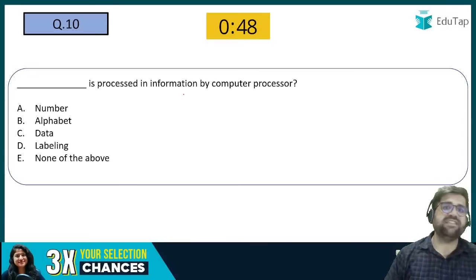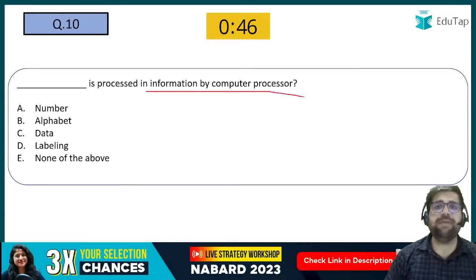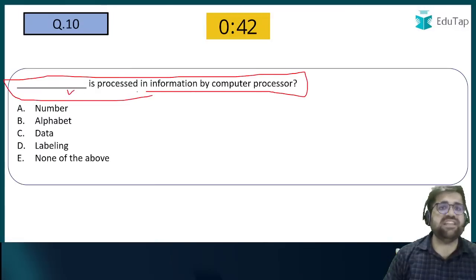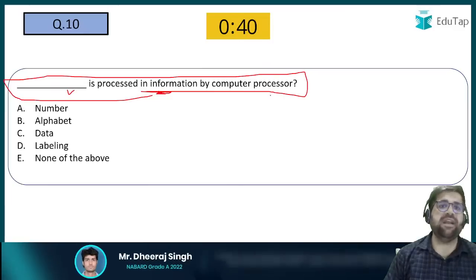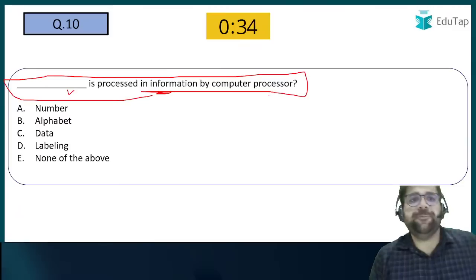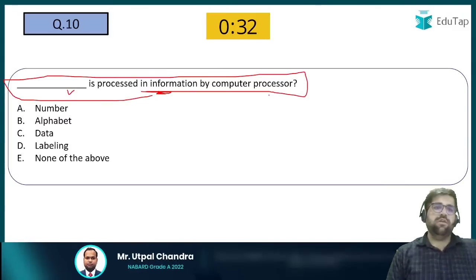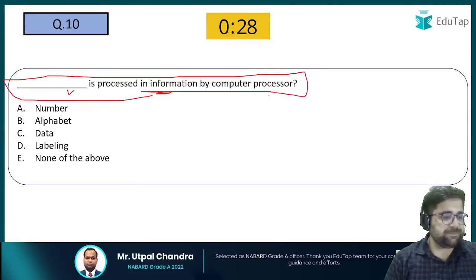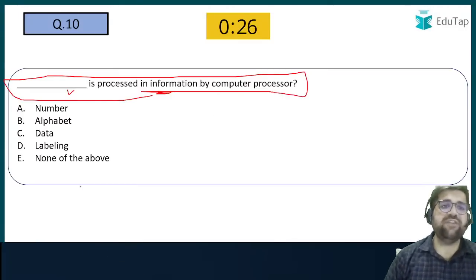Dash is processed in information by computer processor. So can someone let me know what is processed in information by computer processor? Question number 10 right now. Dash is processed in information by computer processor. Yes, the correct answer will be data.